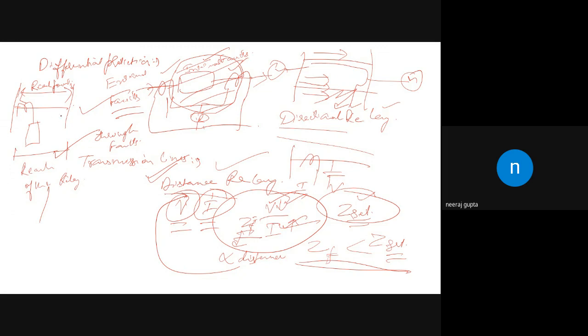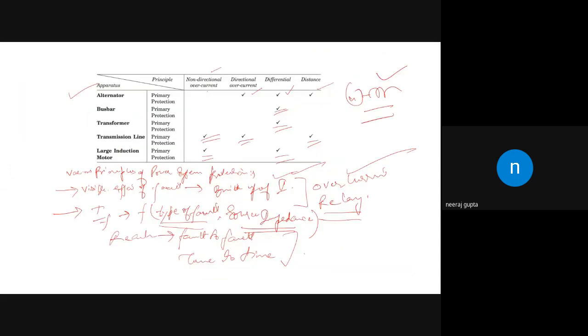Now after that we discuss the reach point. The reach point is the farthest point from the relay up to which we are protecting the system, and the distance from the relay to that reach point is known as the reach of the relay. And after that we discuss a table of different protection schemes that are used.